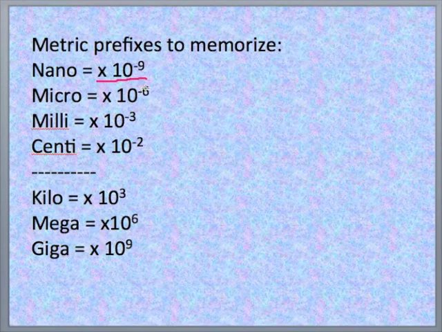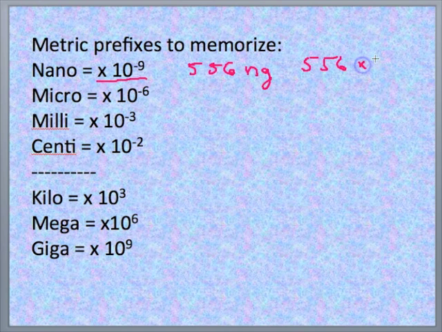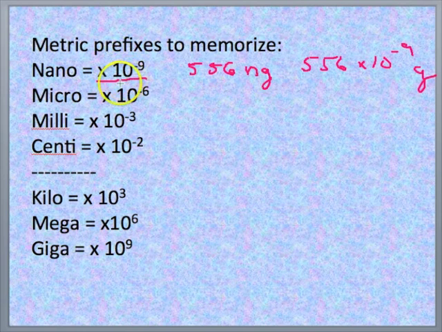So here are some metric prefixes to memorize. Nano means times 10 to the minus 9, or a billionth, really. So if you have 556 nanograms, that would be 556 times 10 to the minus 9 grams. Nanogram means a billionth, or times 10 to the minus 9.